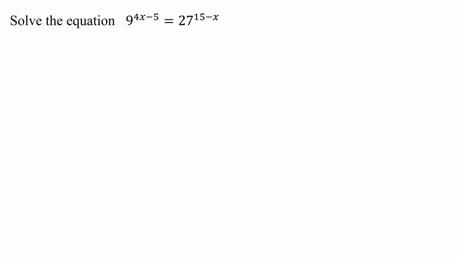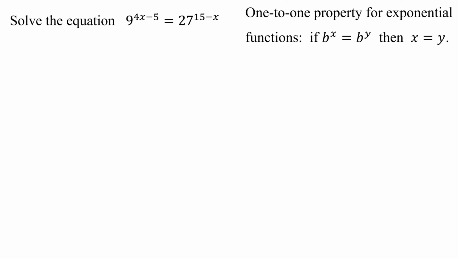The simplest form of exponential equation to solve are those in which we can write both sides with the same base raised to different exponents. And if we can do that, we then use the one-to-one property for exponential functions that says if b to the x equals b to the y, then x equals y. So that is our goal, is to write the equation in this format.